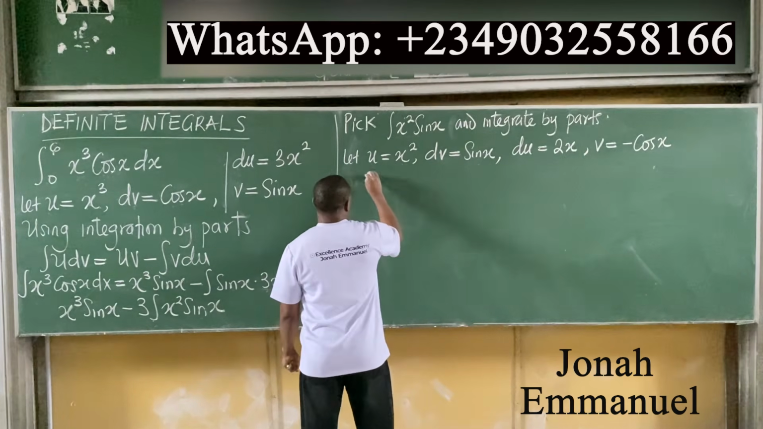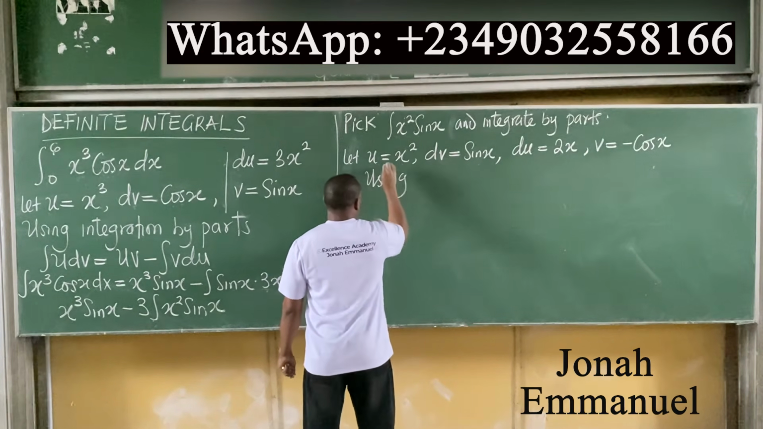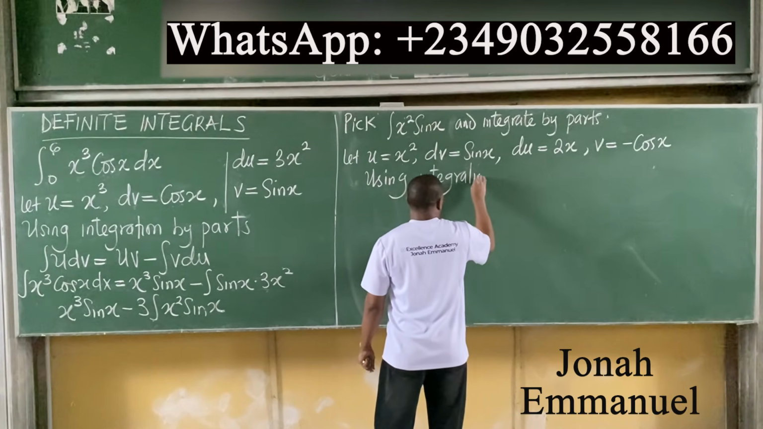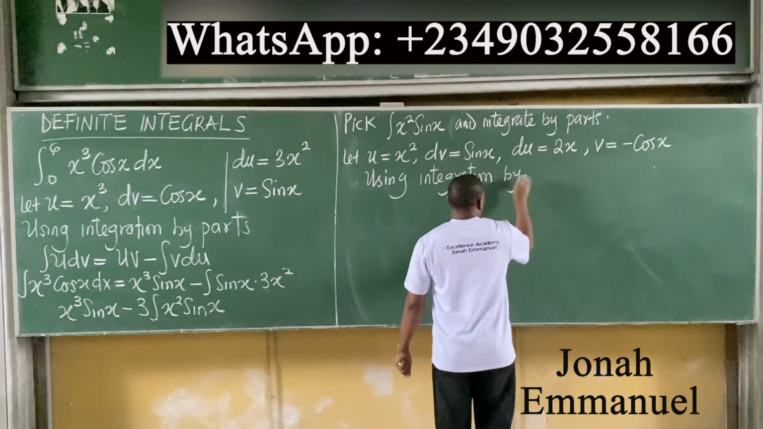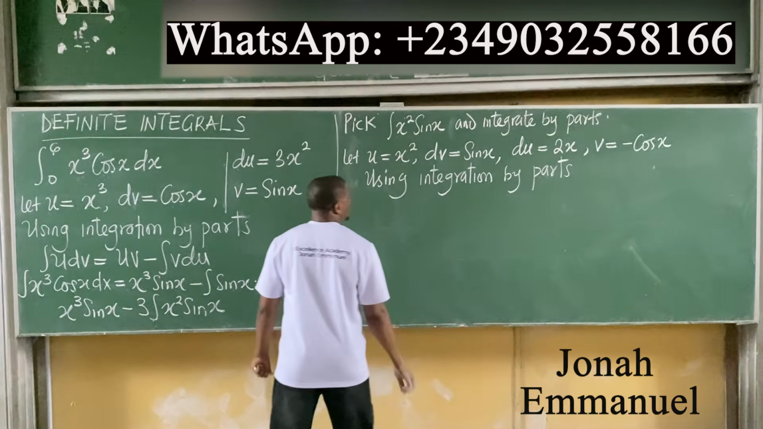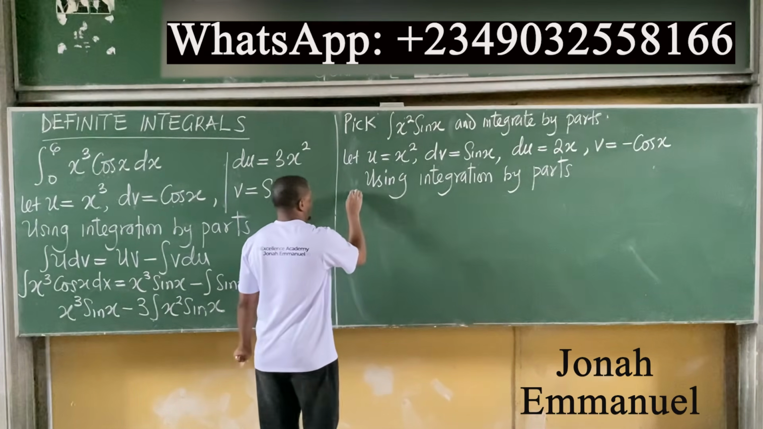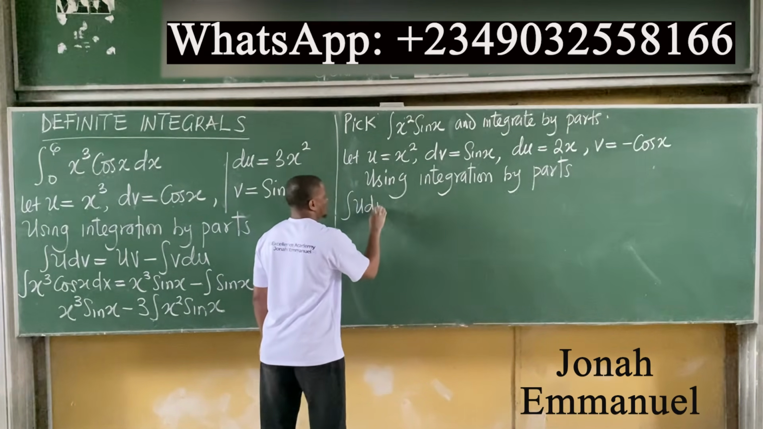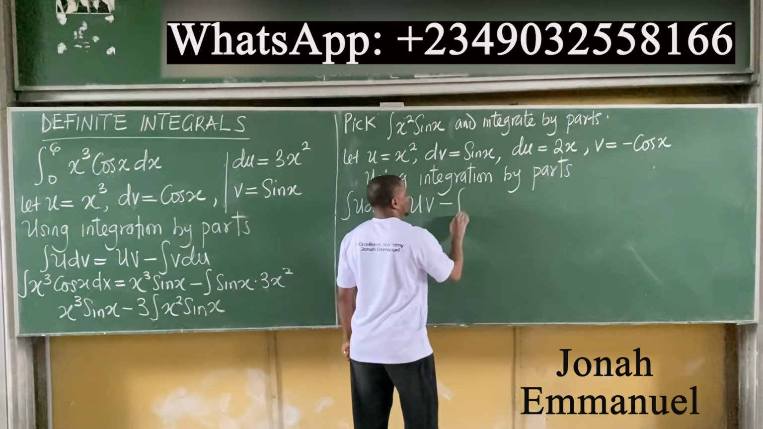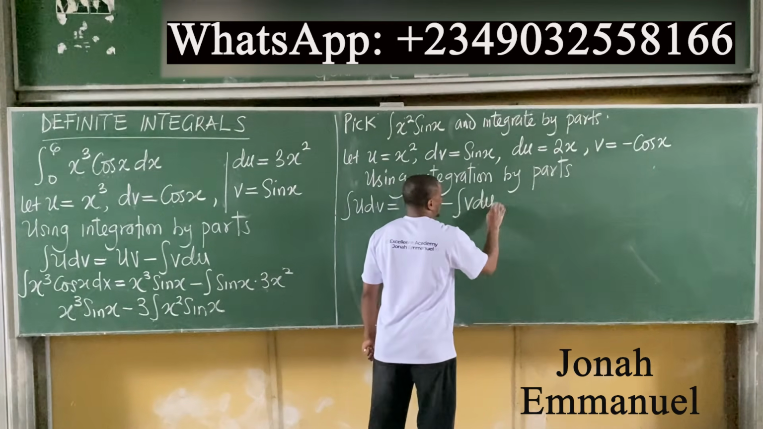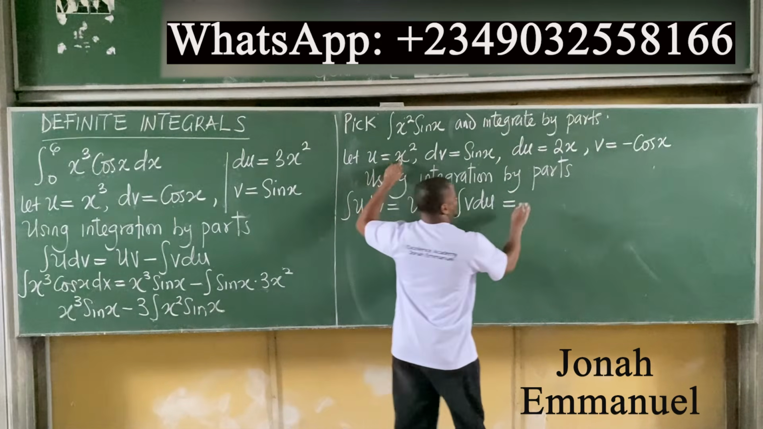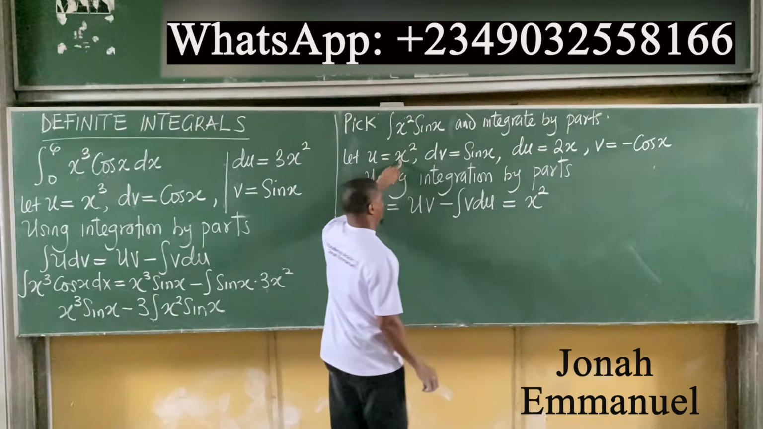Let's take these values here and put them again using integration by parts. What do I have there? I will have that the integral of u dv is equal to uv minus the integral of v du. Please, what's u? x squared. That is x squared uv. What's v?